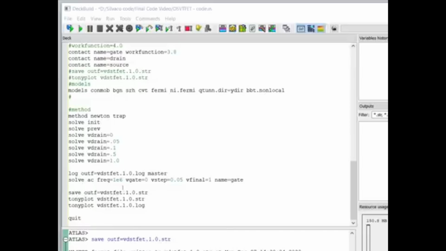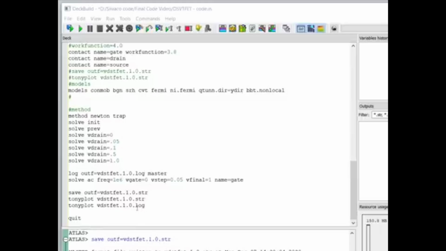We are giving this solve AC frequency to find out the capacitance of the structure. Next, we have to give the gate voltage starting from 0 and ending at 1 volt with a step of 0.05 volt, name equal to gate. After giving the different voltages at the drain and source, you have to save the structure file by this command. Save outf is equal to the file name, this.str. The extension of the structure file is .str and the extension of the log file is .log.